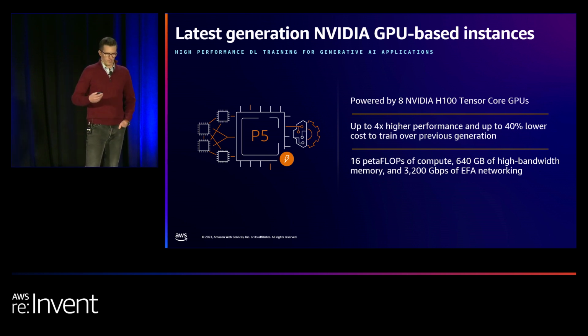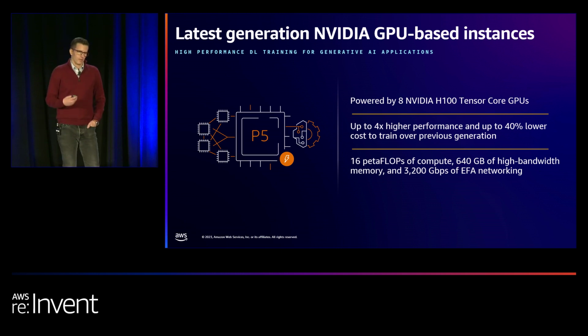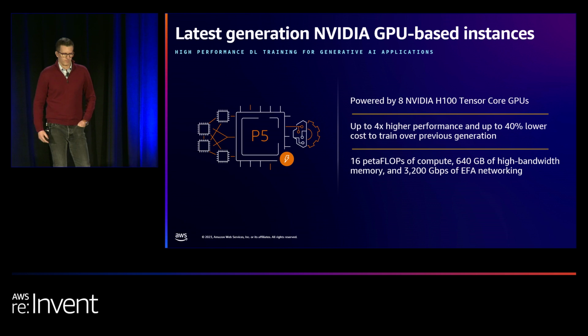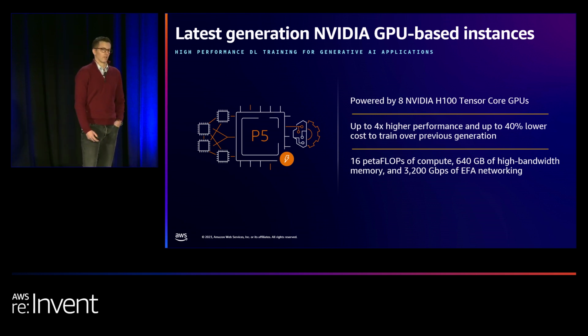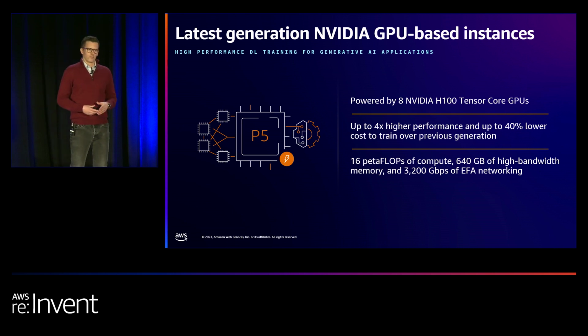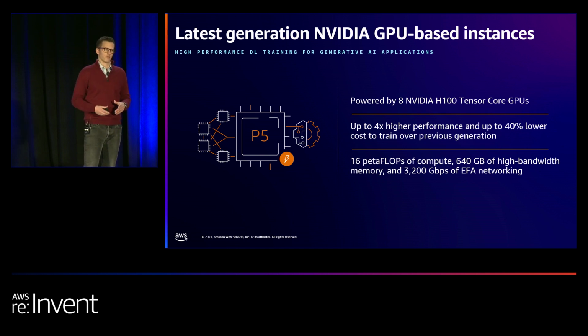These instances are capable of up to 4 times higher performance and up to 40% lower price performance compared to our previous generation GPU instances. A single instance is capable of 16 petaflops of computing performance, and it has 640 gigabytes of high bandwidth memory. These instances also can produce 3,200 gigabits per second of networking performance, which is super important for our customers who want to scale out multiple clusters of these instances to run distributed training workloads for larger and larger models. We know model sizes, parameter numbers are continuing to increase, so networking performance for efficient scaling is super important.